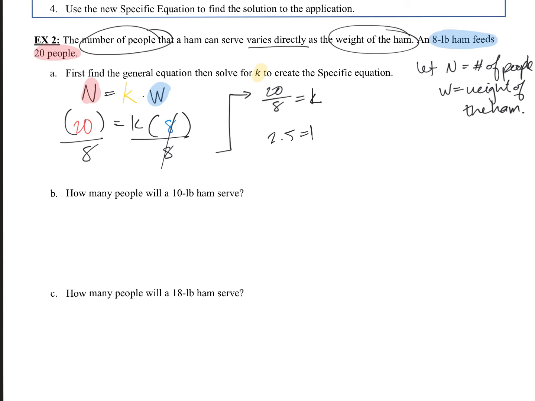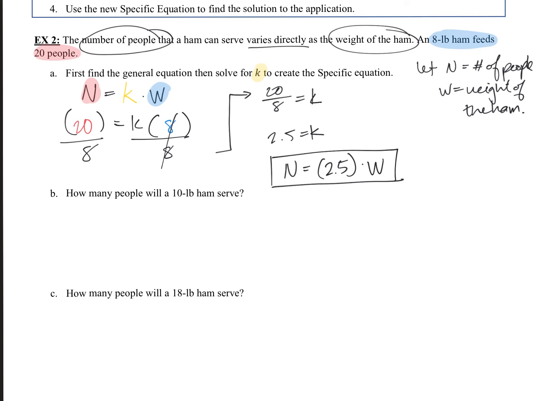So now we need to create the specific equation. Remember, that is the general equation where we just take our new k value and plug it in. So our general was N equals k times W, which means our specific will be N equals 2.5 times W. So now this is my specific equation I will use for my problem. This one was just the general, where we didn't have k. Okay, so the main difference between general and specific is that in the specific equation, we have found k, and now we can use it to solve our problem.